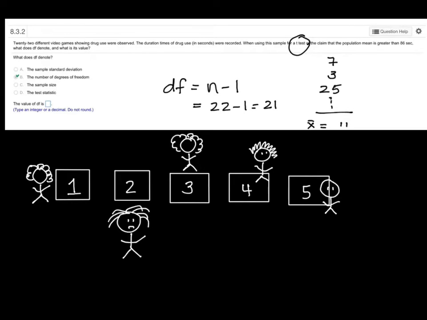Now that's when we're working with a t-test, and that's the only test that we have degrees of freedom for right now. Later in chapter 11, I think it is, when we get to the chi-square test, we're going to see a different formula for degrees of freedom. But that's what we have for now.